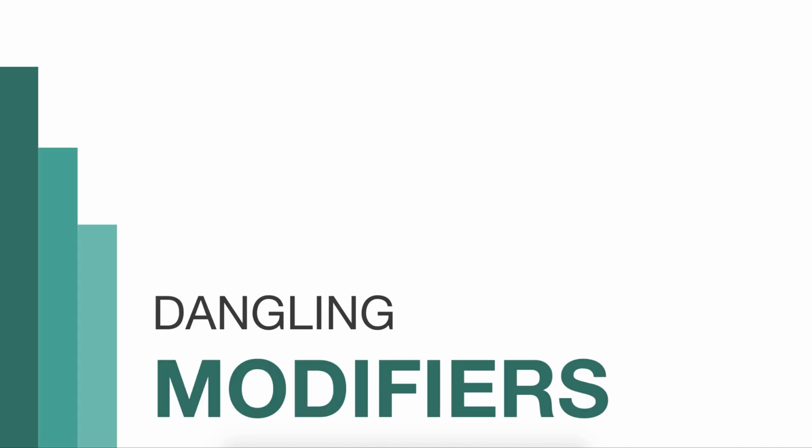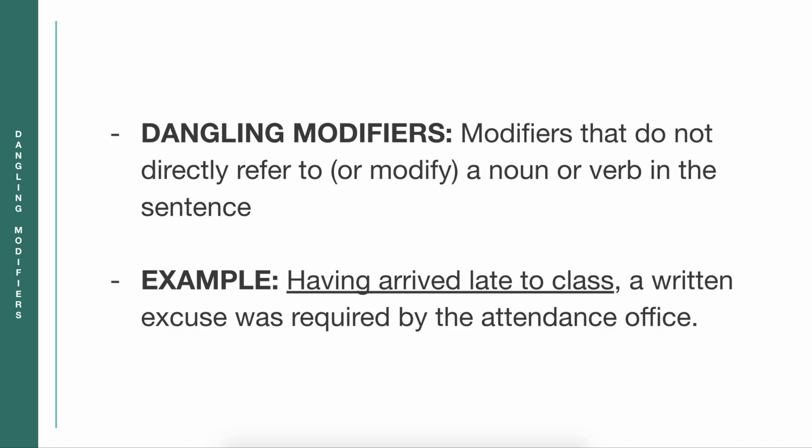Now, the next type of mistake that people make with modifiers is a dangling modifier. A dangling modifier is a type of modifier that does not directly refer to or modify a noun or verb in the sentence. And so then it gets confusing because the thing that is being modified isn't in the sentence, which therefore makes it impossible for the modifier to be right next to whatever it modifies. Here's our example: Having arrived late to class, that's our modifier, a written excuse was required by the attendance office.